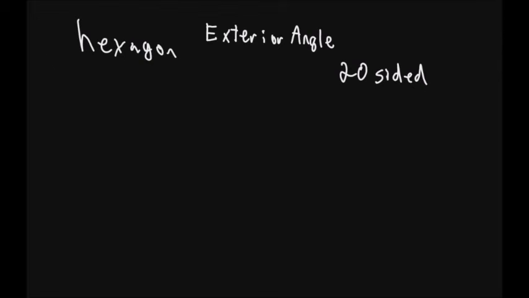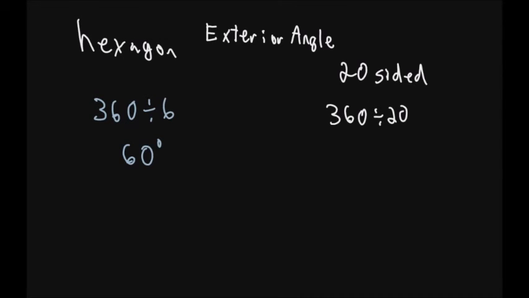Alright, so if we wanted to find the exterior angle measure of a hexagon, a hexagon has 6 sides, so we do 360 divided by 6, which would give us 60 degrees. For a 20-sided figure, we would do 360 divided by 20, and we would get an answer of 18 degrees. So to do exterior angles, just take how many sides and divide it into 360.